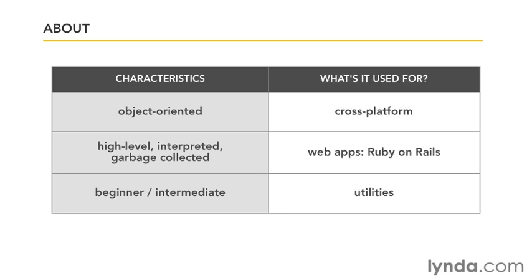The question is, what's it used for? Well, it is a cross-platform language. There are installers and interpreters available on every OS, and you'll actually find it built into the last few versions of Mac OS X. It's probably become most famous recently for its use in what's called Ruby on Rails. This is a web framework that uses the Ruby language. Aside from that, it's a great language for writing small utilities, text processing applications on the desktop.